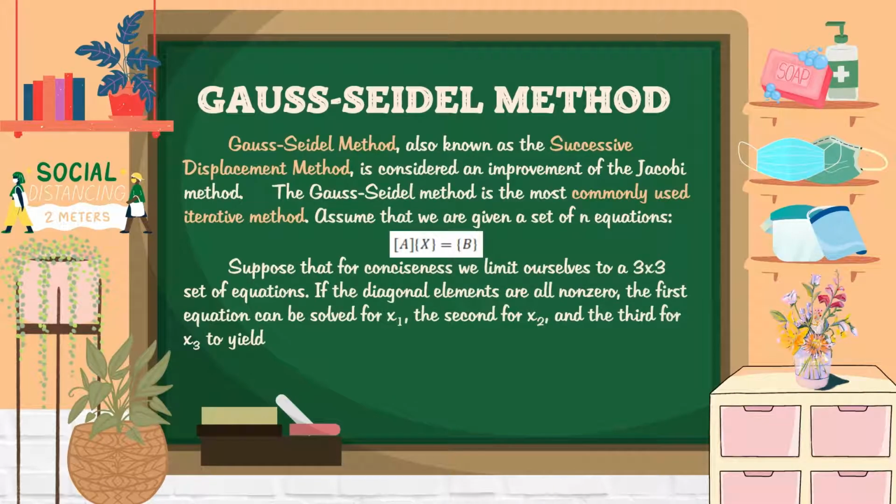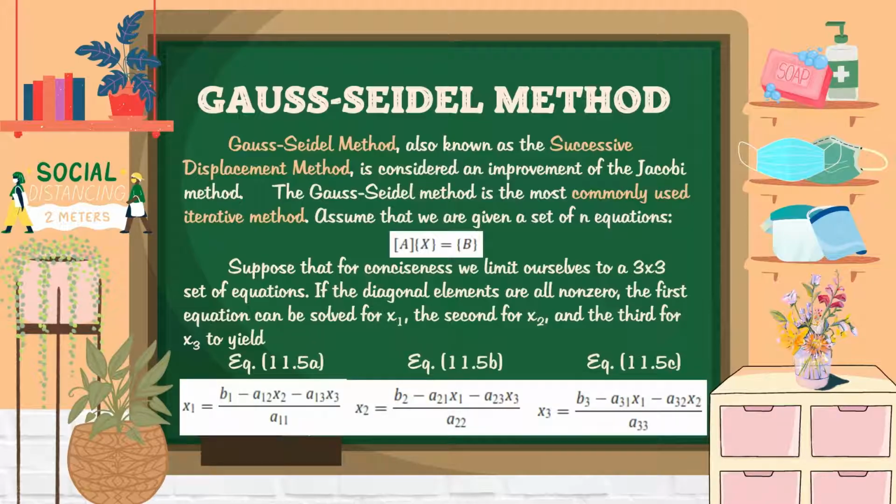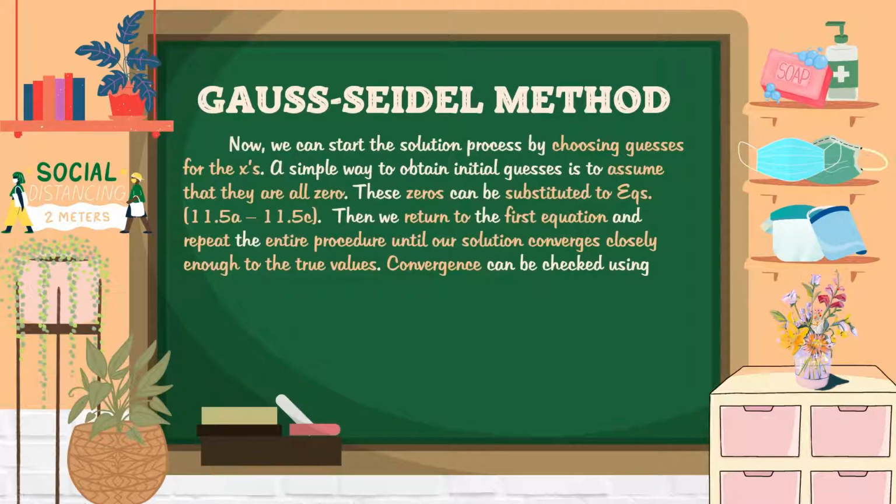Suppose that for conciseness we will limit ourselves to a 3 by 3 set of equations. If the diagonal elements are all non-zero, the first equation can be solved for x sub 1, the second for x sub 2, and the third for x sub 3 to yield the given equation. So after this, we can now start the solution process by choosing guesses for the x. So a simple way of obtaining initial guesses is to assume that they are 0.